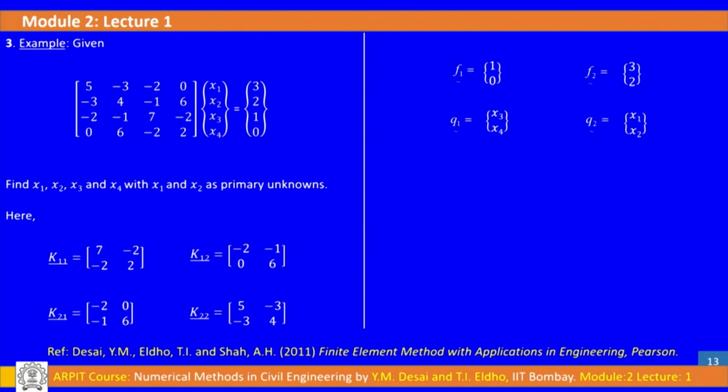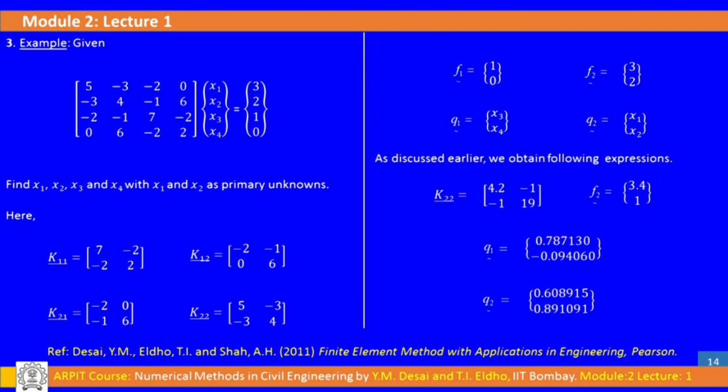And once we go through this process, we get our reduced equation as shown here, with the modified vector F2, and now this is a 2 by 2 matrix that can be inverted easily. When we invert K22, we will find Q2, and once we find Q2, we can substitute it in the vector Q1 equation, and we get Q1 and Q2 as shown in this figure.